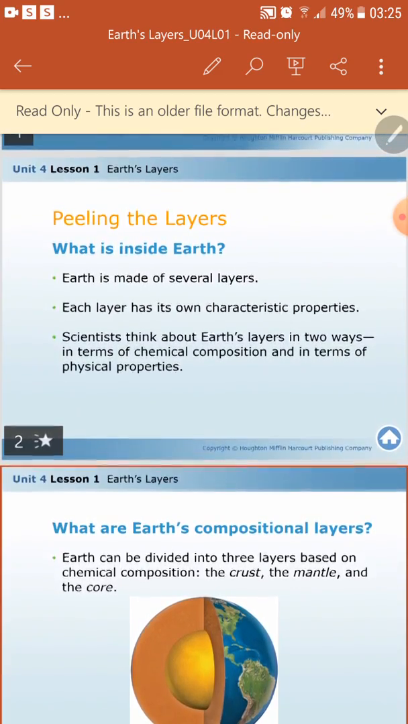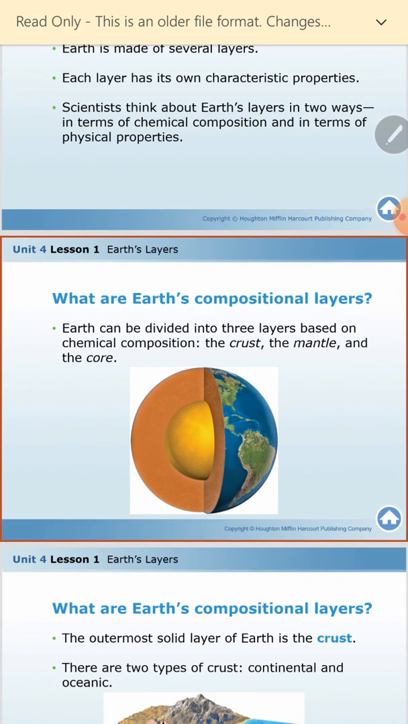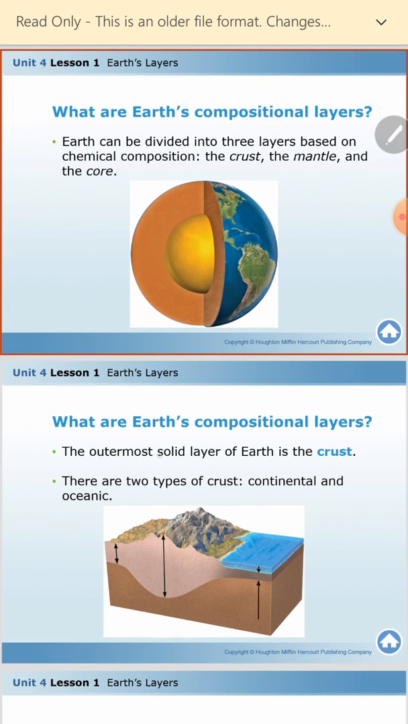Okay, now the scientists divide the earth layers physically and chemically, depending on chemical composition and depending on physical composition. The layers that we know are divided depending on the chemical composition. What makes up every layer, like what we will see now. First of all, the outermost solid layer, which is the crust. If we compare it to the other layers, it's very thin.